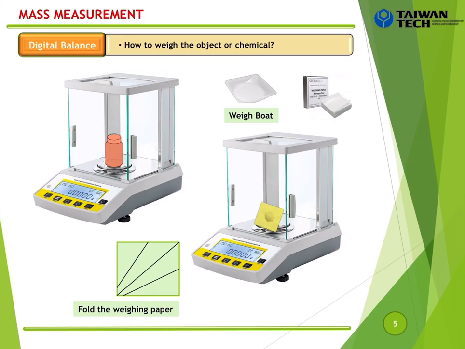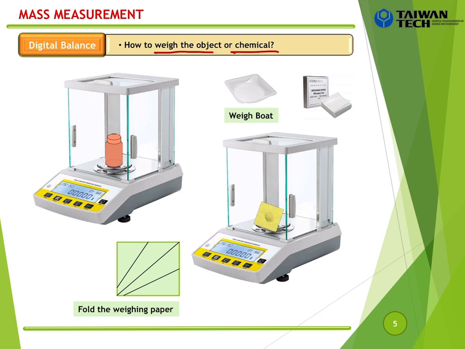Okay, and the next one, how to weigh the object or maybe the chemical. So for an object, you check, and if the mass of the object is less than the maximum mass of the balance and higher than the minimum mass of the balance, you can use it. Okay, and then you just directly put it on the balance and you read the result.